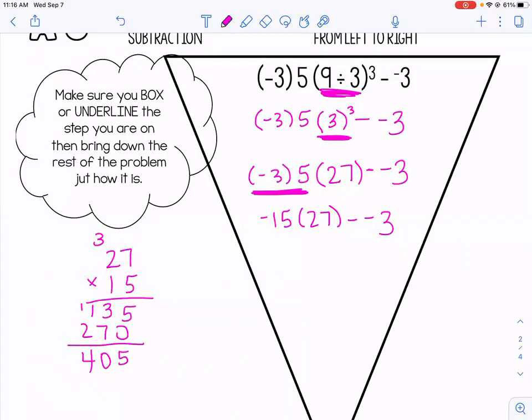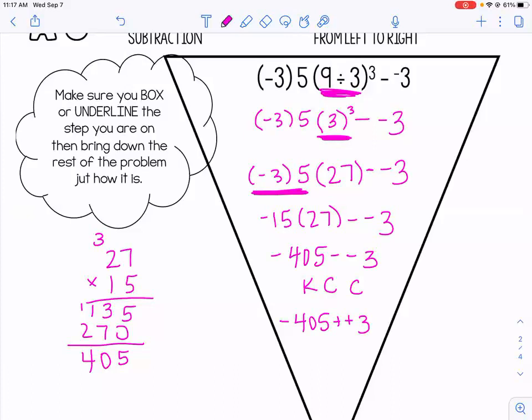$405. Did I do that right? Okay, so I have -405 minus -3. And what was our suggestion to you a couple weeks ago when we are subtracting integers? We have that keep, change, change. Okay, if we want to subtract, we can keep, change, change. -405 plus a +3.